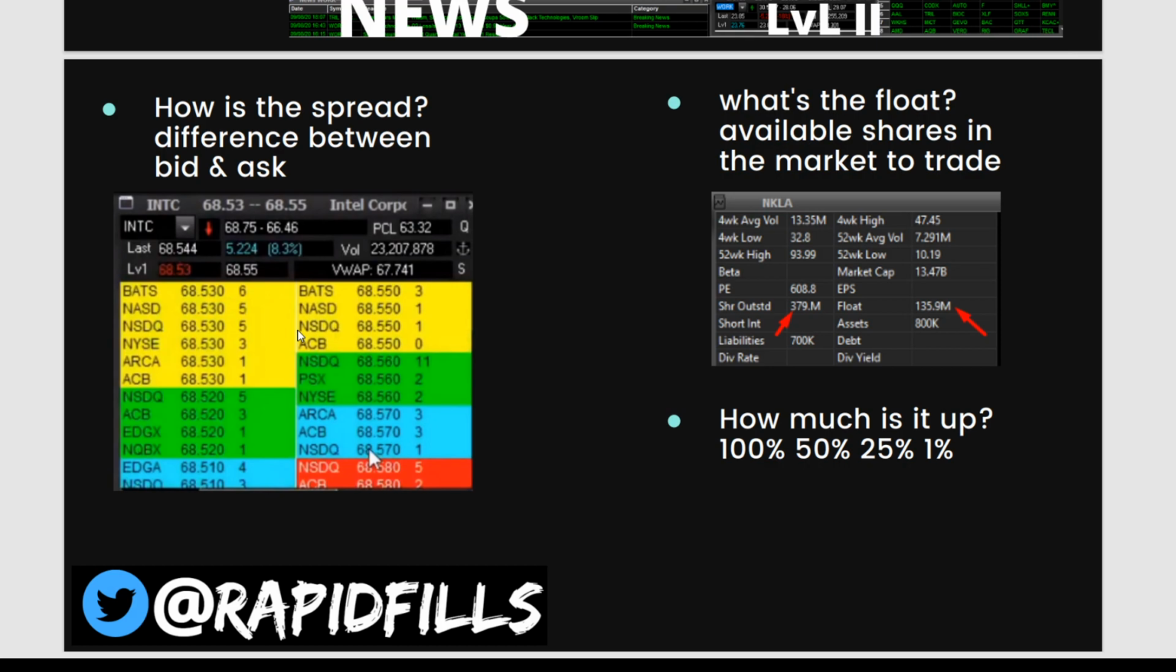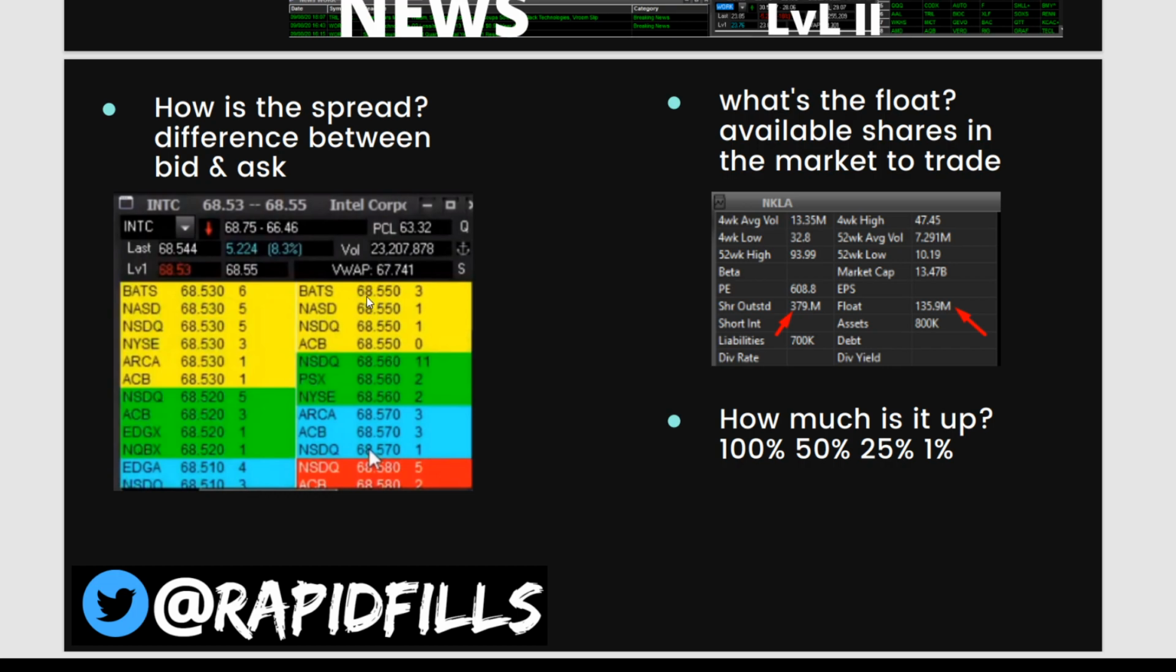I want to see a liquid stock, like for example, in this case, it's INTC, which traded roughly 23 million shares, and it has a pretty decent tight spread, which is 2 cents for an almost $70 stock. That's pretty good. I mean, you can scalp this and you can make money off of it.